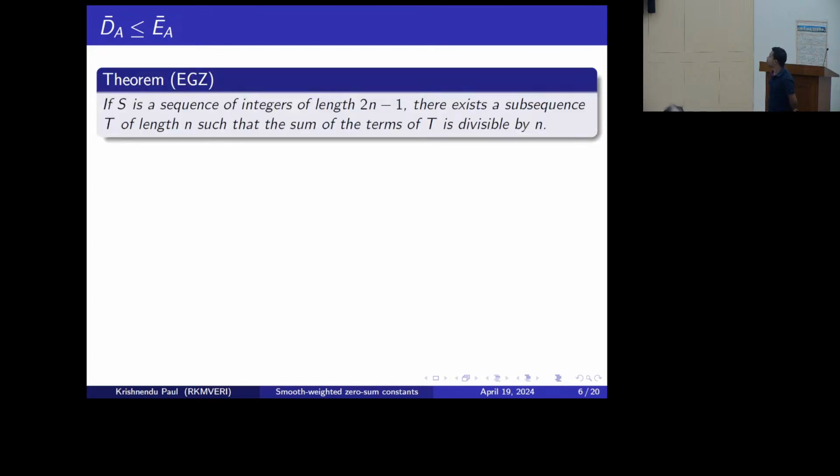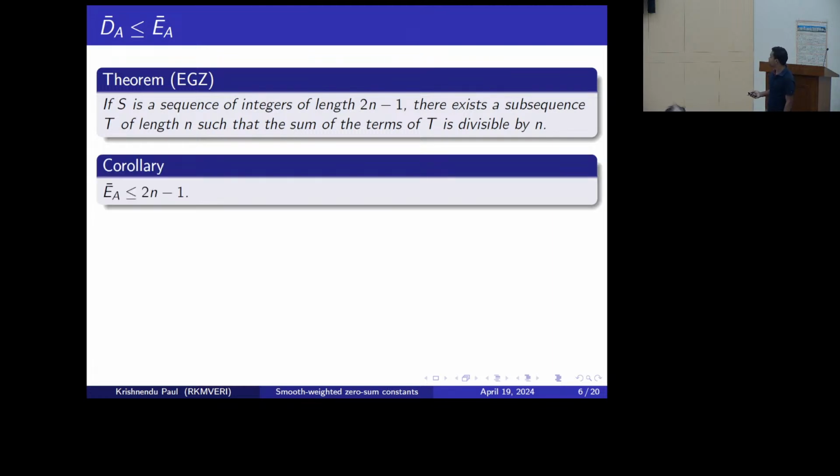So D-bar is less than or equal to E-bar. Now, the celebrated EGZ theorem states that if we take any sequence of length 2n minus 1, then it has a subsequence of length n such that the sum of the terms is divisible by n. So in terms of Zn, this means that any sequence of length 2n minus 1 has an n-length zero-sum subsequence.